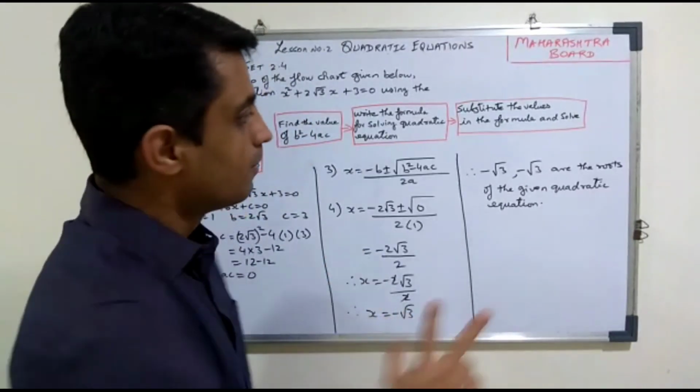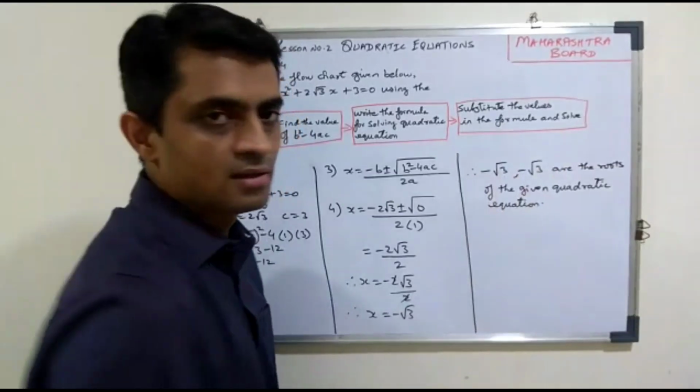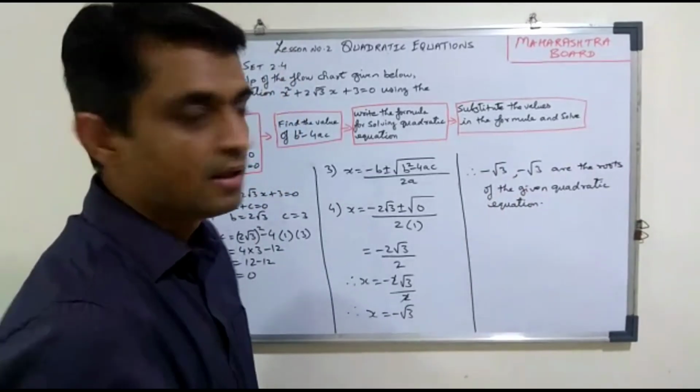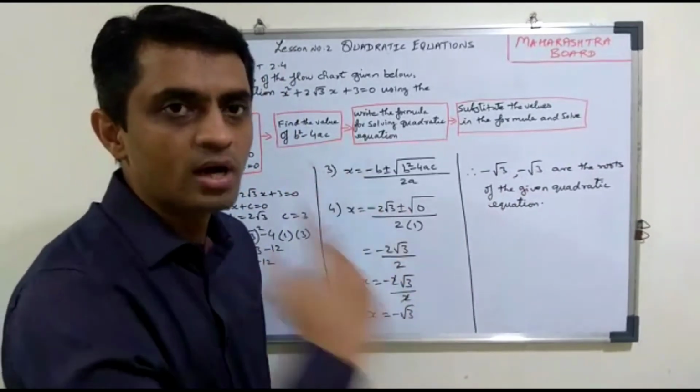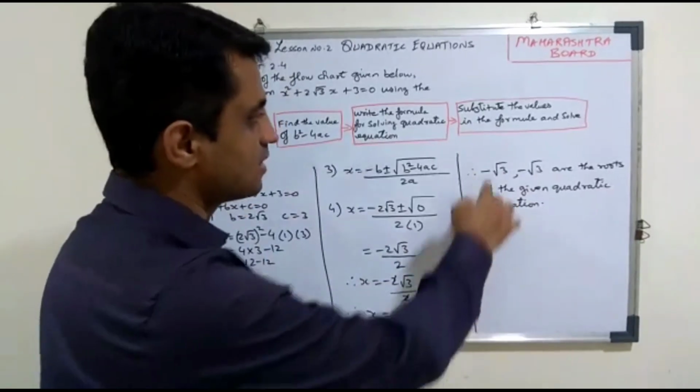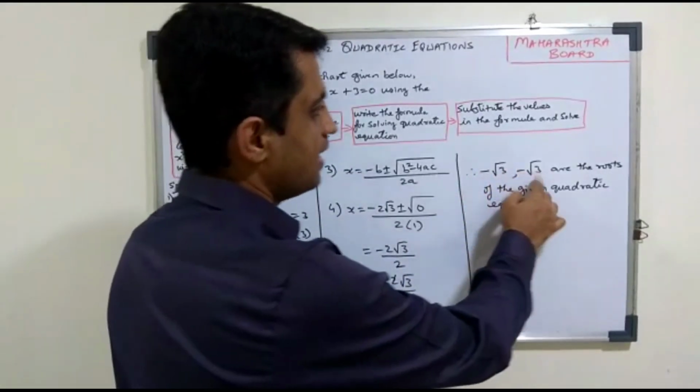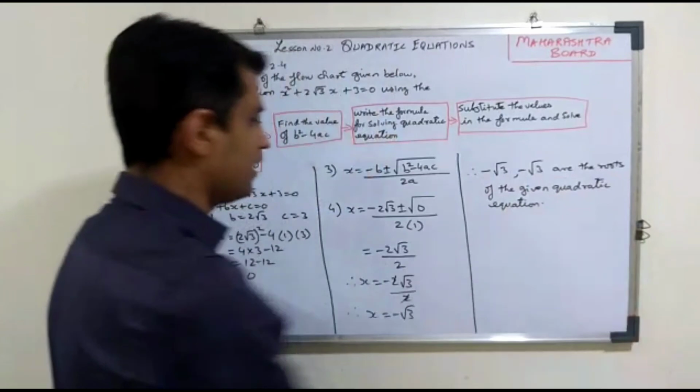Only one root. But we will mention it twice, because roots are real and equal. And it is a quadratic, so always two answers you will get. So repeat the answer. So minus root 3, minus root 3 are the roots of the given quadratic equation.